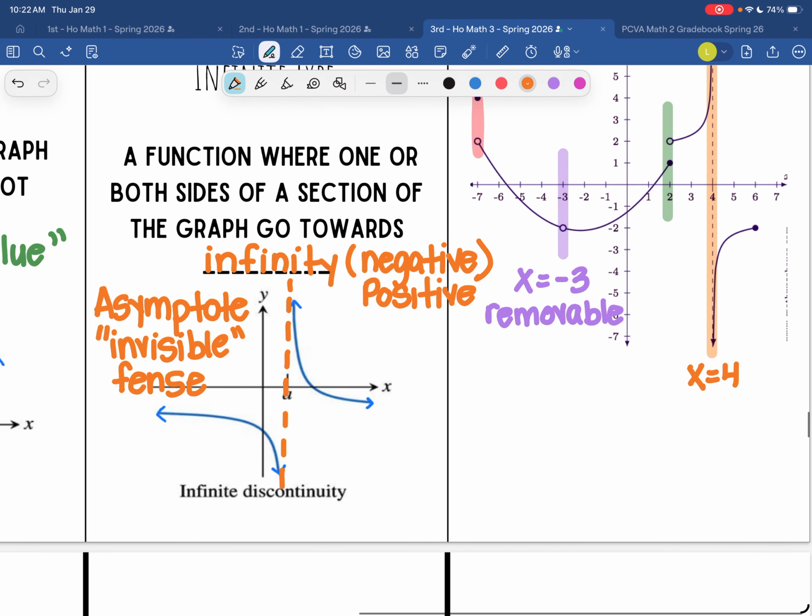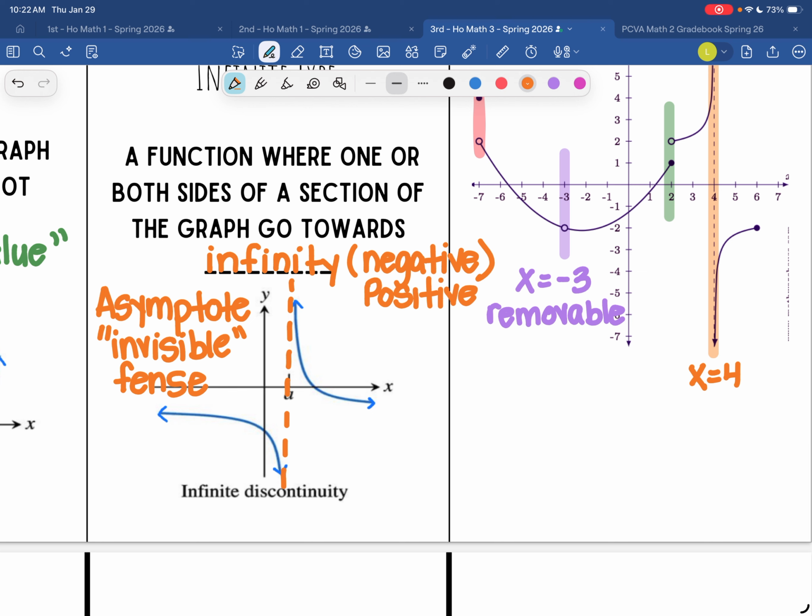And these are actually going in opposite directions. They don't always have to go in opposite directions. They can go in the same direction. It's just that they would be on different sides of that invisible line. But this is going to be infinite discontinuity because it's going off infinitely in the positive or negative direction.